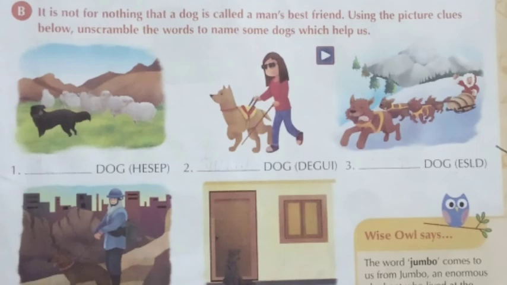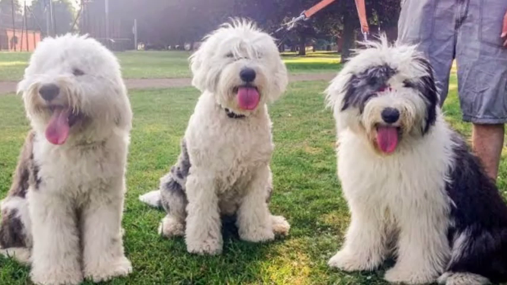B. It is not for nothing that a dog is called a man's best friend. Using the picture clues below, unscramble the words to name some dogs which help us. Number 1. Dash dog. Unscramble the word given inside the bracket. The answer is sheepdog. Spell the word sheep.